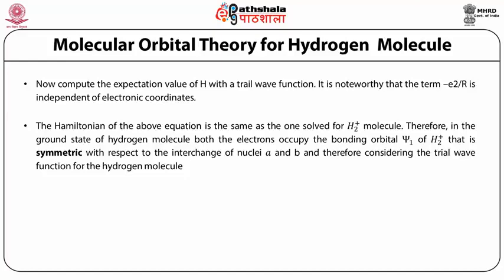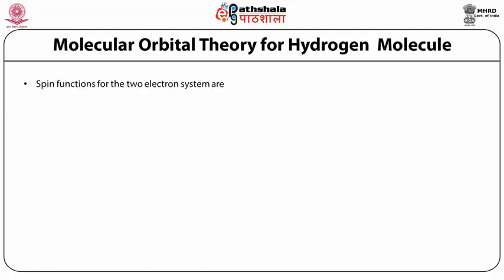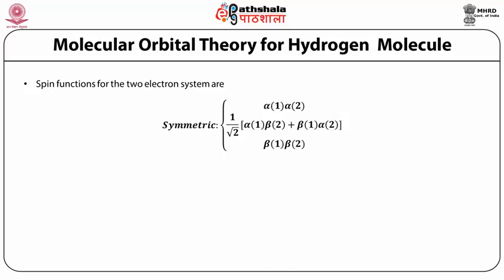considering the trial wave function for the hydrogen molecule, psi MO is equal to psi 1(1) psi 1(2), and including the electron spin and Pauli principle into the formalism, spin functions for the two electron system are, for the case of symmetric, alpha 1 alpha 2, 1 upon root 2 alpha 1 beta 2 plus beta 1 alpha 2, and beta 1 beta 2, and in case of antisymmetric, it is 1 upon root 2 alpha 1 beta 2 minus beta 1 alpha 2.